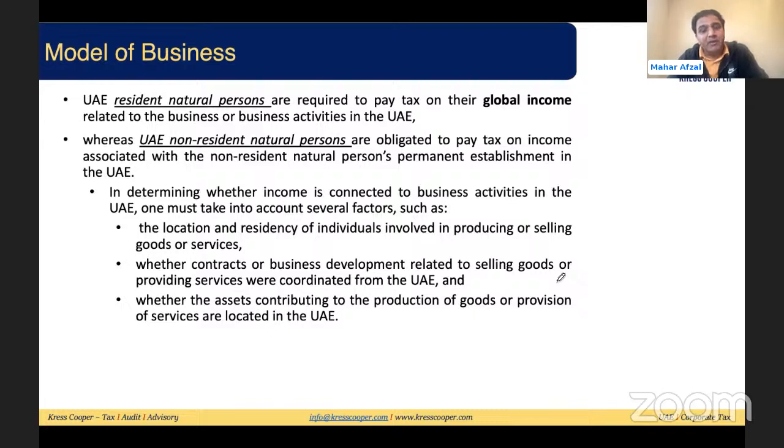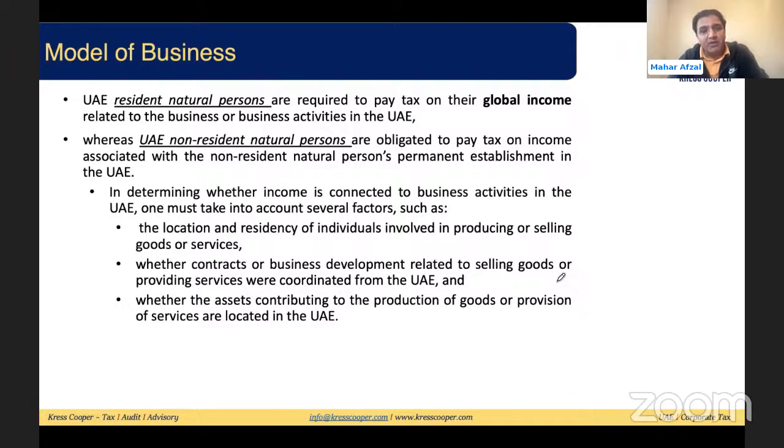So non-resident natural persons are obligated to pay tax on income associated with the UAE. So how will we establish, okay, this income pertains to UAE and this income doesn't pertain to UAE? This criteria has been given in the guide as well. There we need to consider the following factors. In determining whether income is connected to business activities in the UAE, one must take into account several factors. What are those factors?